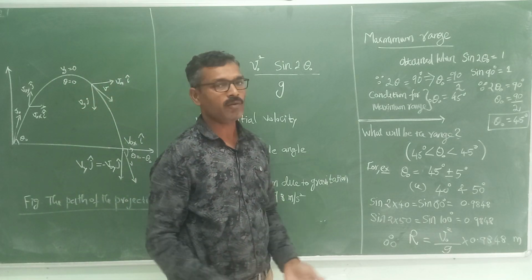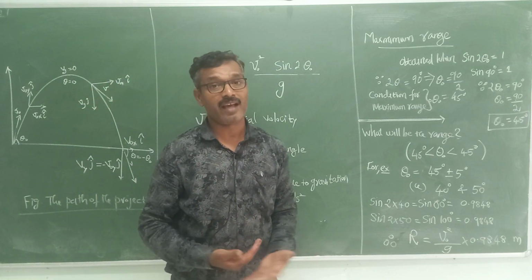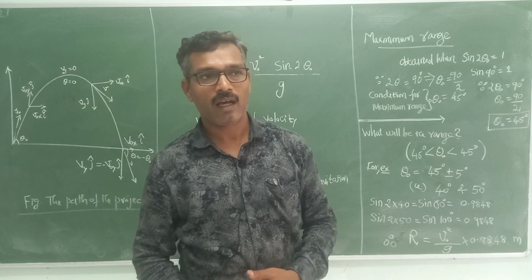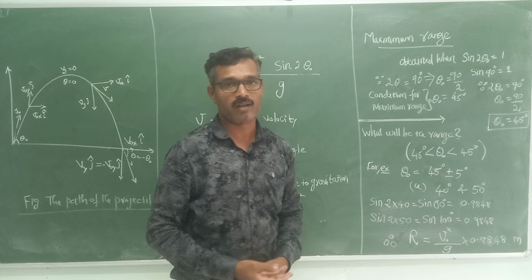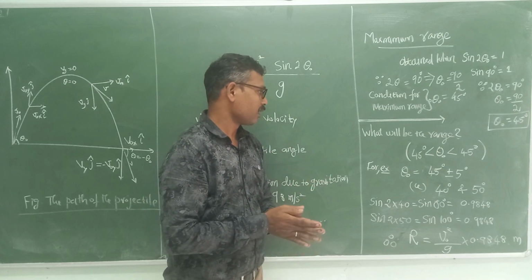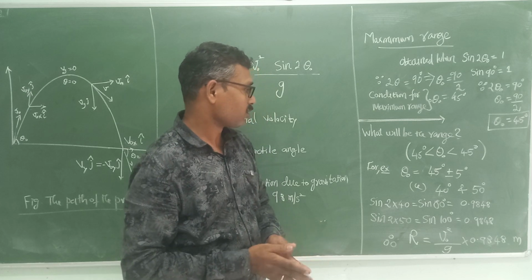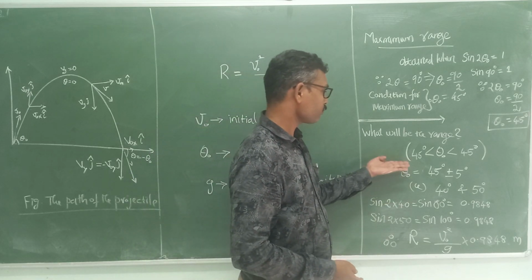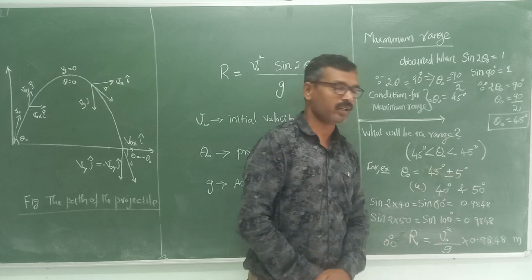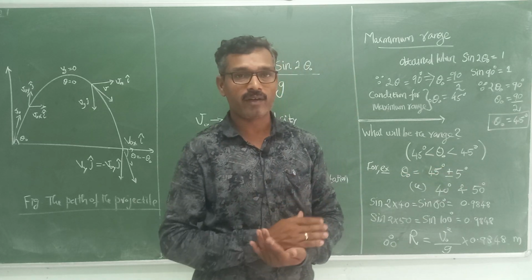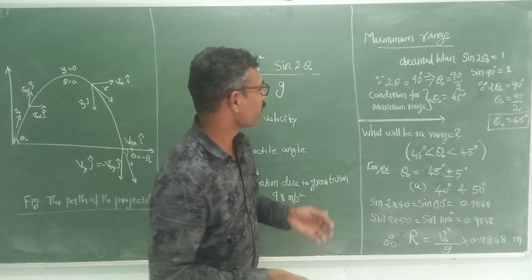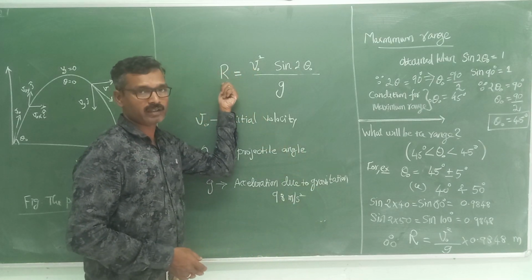I have one more doubt. If I change the angle, what will happen? If I change the angle below 45, or increase it above 45 degree, what will happen? That's my interesting question. Let's assume that theta naught equals 45 degree plus or minus 5 degree. I can increase 5 degree or decrease 5 degree. In both conditions, what will be the range of the projectile object?